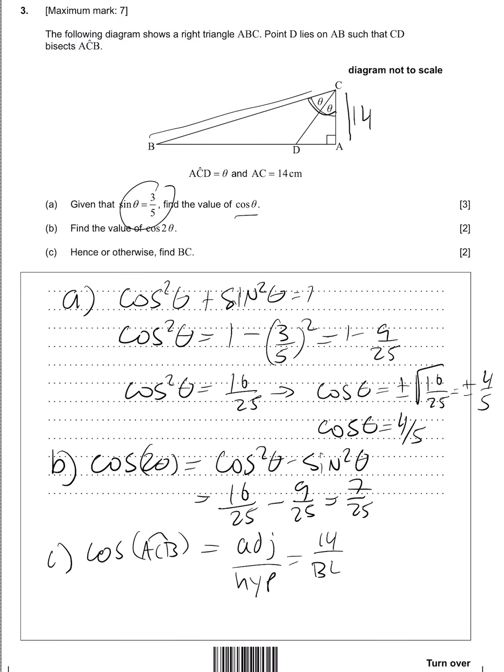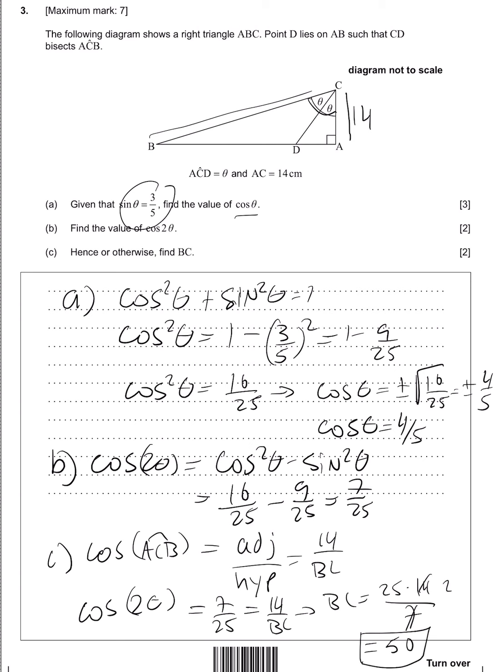The cosine of ACB is the cosine of 2 theta, which is equal, we just found, to 7 over 25. And that's equal to 14 over BC. And that means that BC is equal to 25 times 14 over 7. This cancels out to 2. So that's equal to 50.